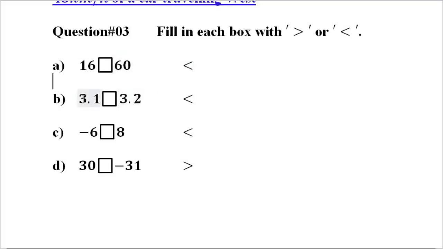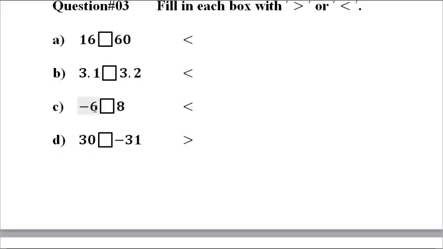Second part is 3.1 and 3.2. As 3.1 is less than 3.2, therefore I'll put a less than symbol between 3.1 and 3.2. And I will read it as 3.1 is less than 3.2.